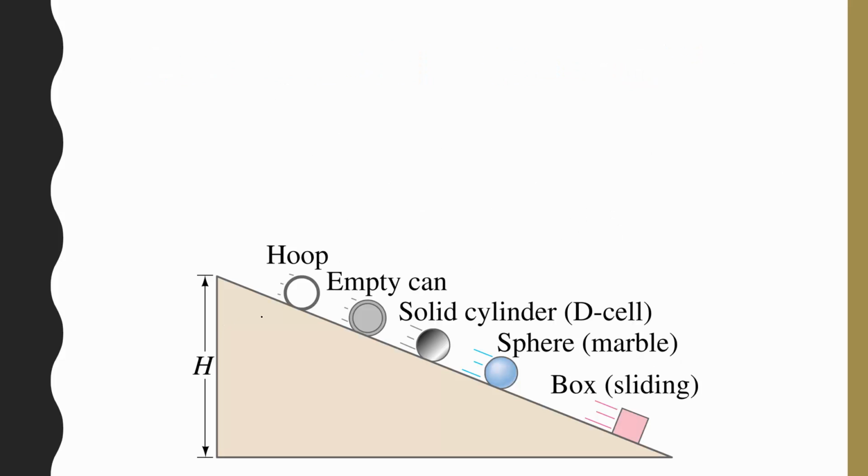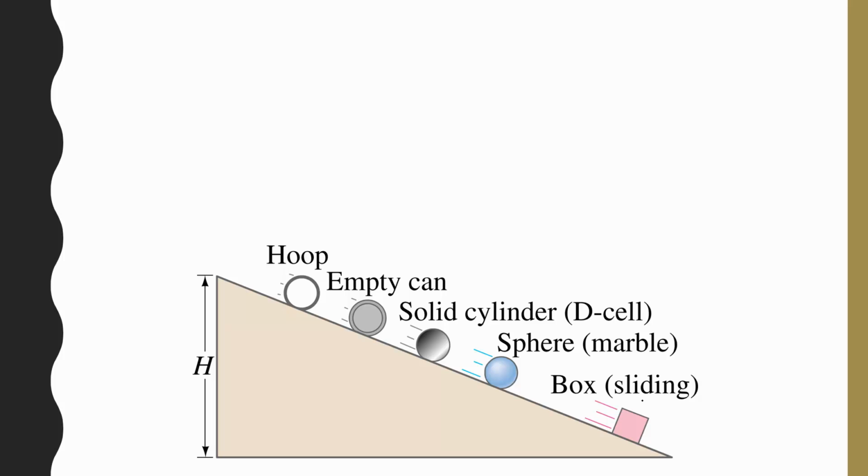Now that we've got those ideas figured out, if you have something rolling down a hill, it's going to have both translational kinetic energy and rotational kinetic energy.